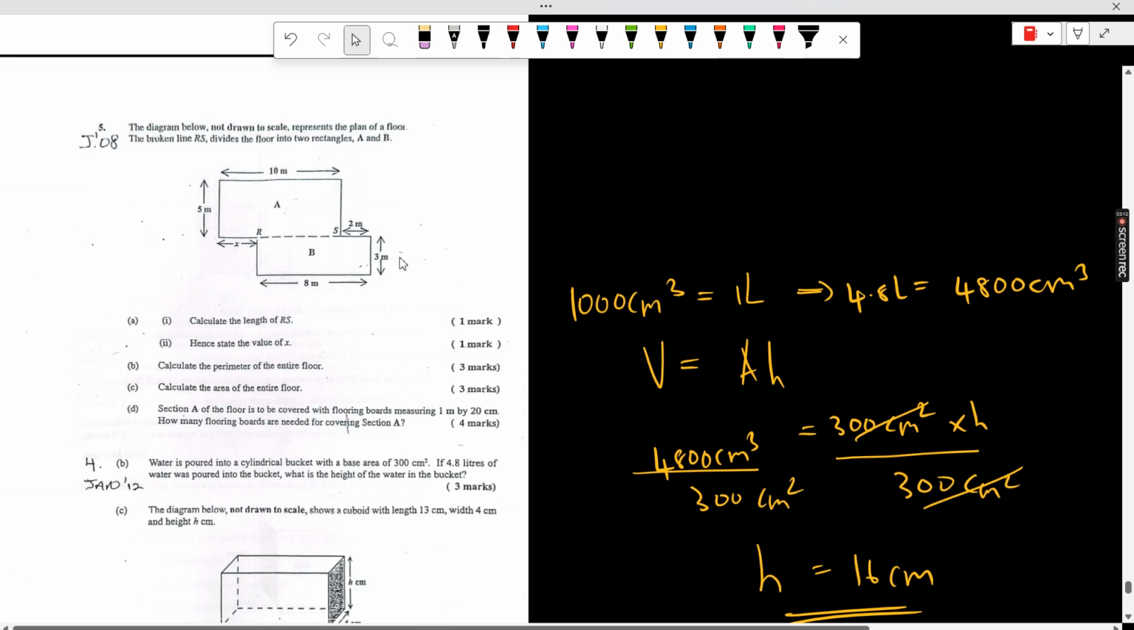So this question now. The diagram below, not drawn to scale, represents a plan of a floor. The broken line RS divides the floor into two rectangles, A and B. This question is worth a total of 12 marks. So let's try to do this in 12 minutes. And of course, if you finish before the 12 minutes, let me know, because I will stop you after 12.